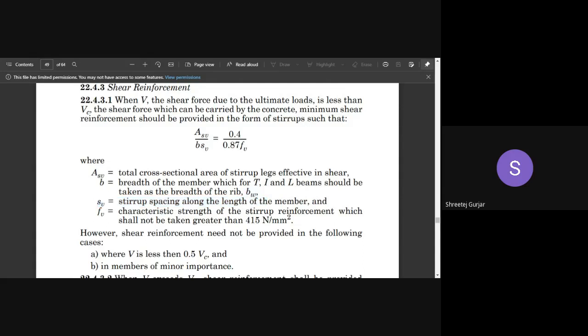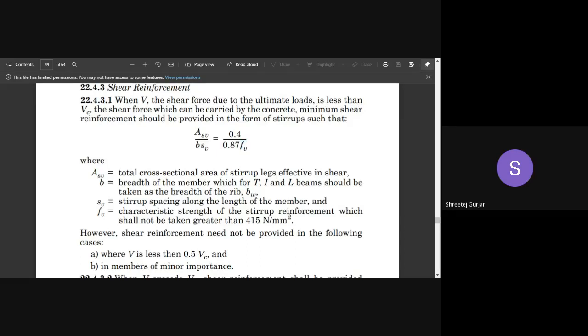Now, what is SV? SV, we know, is the spacing of the stirrups. And what is FY? FY is the characteristic strength of the stirrup, which is usually not greater than 415. The stirrup which you provide is of a maximum grade of 415. It may go up to 500, but the code says that it should not be greater than 415.